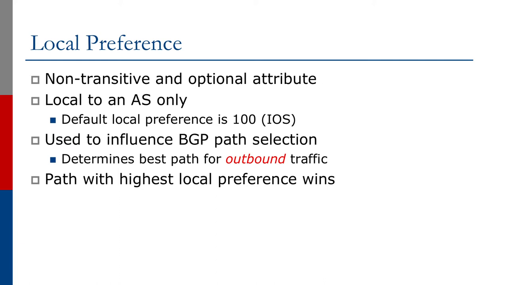So summarizing all this, local preference is a non-transitive and optional attribute. You don't have to set it. And if you don't set it, most operating systems will use a default value of 100. It's local to the AS only. So local preference set in your autonomous system will not be used by any other autonomous system. It's used to influence the BGP path selection process, as we will see in a while. And it determines the best path for outbound traffic. And just a reminder, the path with the highest local preference wins.